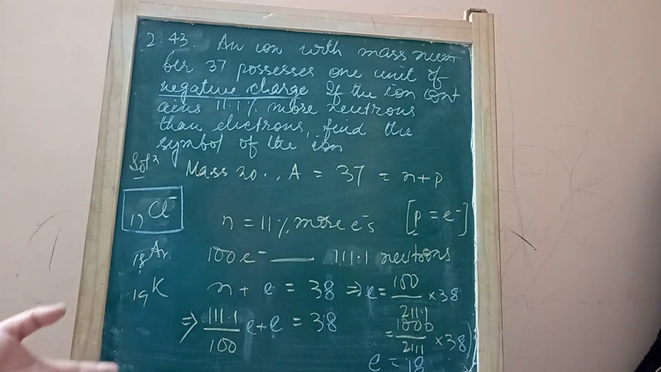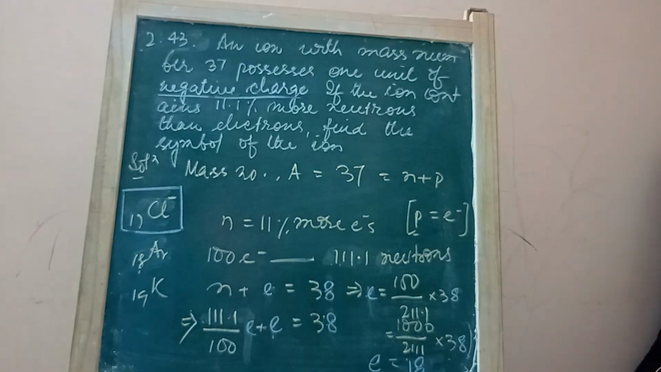If you know the number of protons, then you will know the atom. If the number of protons is 15, it's phosphorus. If it is 16, it's sulfur. If 17, then it is chlorine. If it is 18 protons, then it's argon. But we don't know the number of protons. We just know the sum.